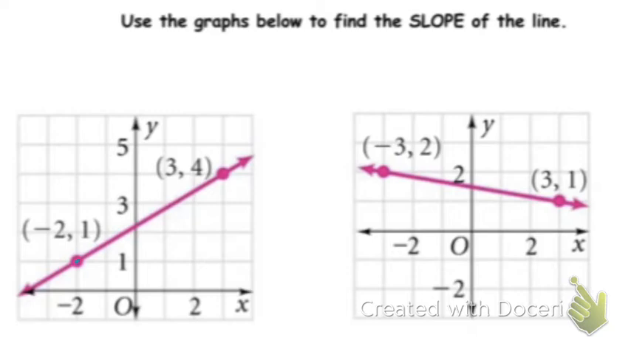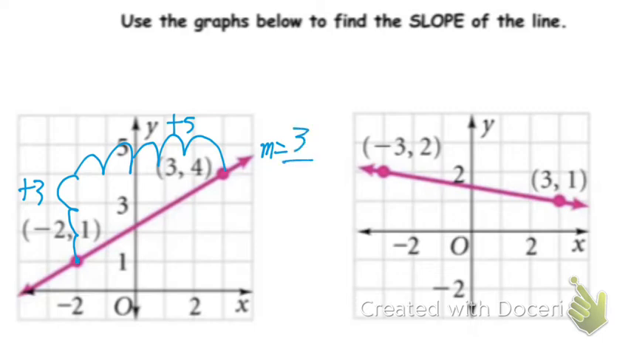If I start at one point and I count to the other point, I'm going up how many? 3. And so it's positive because I'm going up. And I go right how many? 5. So my slope is the rise over the run. So I rose 3 and I ran 5. So my slope is 3 over 5.